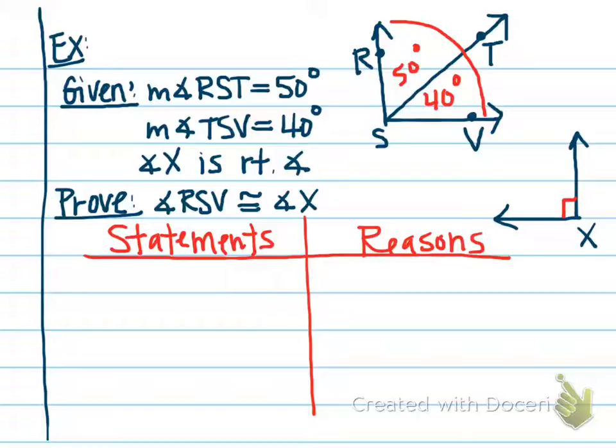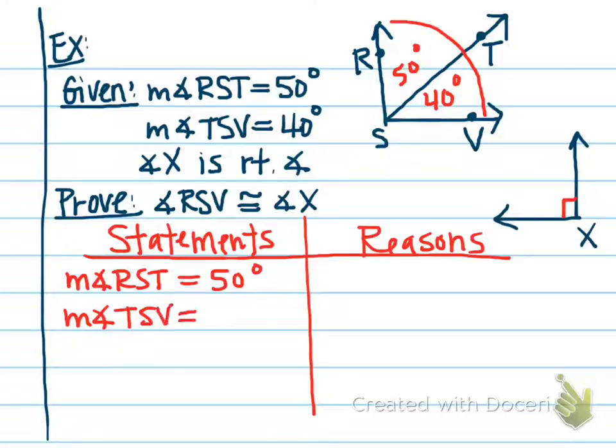So I'm going to first start with my two givens. Now generally I like to put all my givens at the beginning under my statements, but you can also list givens as you go and as you use them or need them. You will usually use all of your givens though. So I'm going to start off with the first two. The measure of angle RST equals 50 degrees, and the measure of angle TSV equals 40 degrees. And my reasons, of course, for both of these are givens.